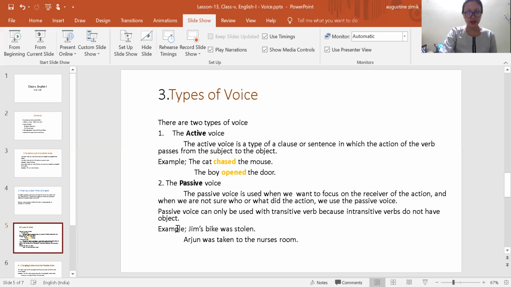All right. Example here. Jim's bike was stolen. Okay. Jim's bike was stolen. This is what type of voice? Passive voice. Next, Arjun was taken to the nurse's room. This is an example when we are not sure who or what did the action. So who did the action? We don't know. But Arjun was taken to the nurse's room. We don't know who took Arjun to the nurse's room. Okay. This type of sentences we call what type of voice? Passive voice.